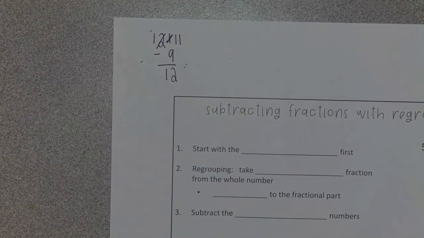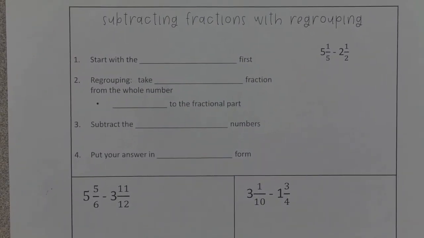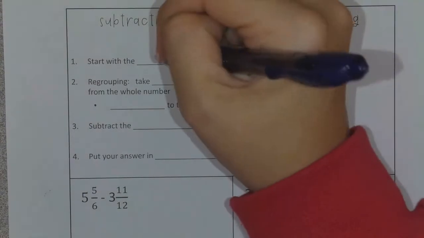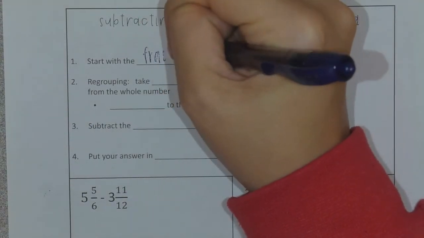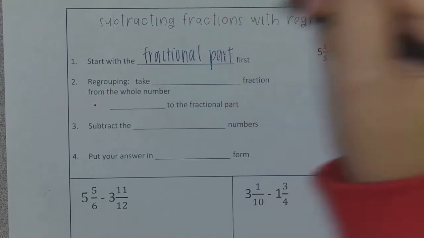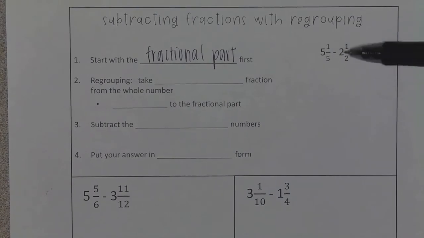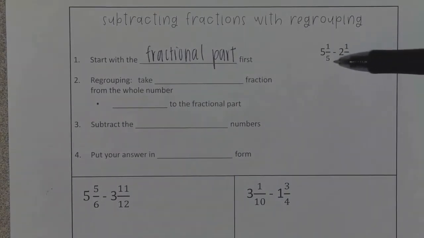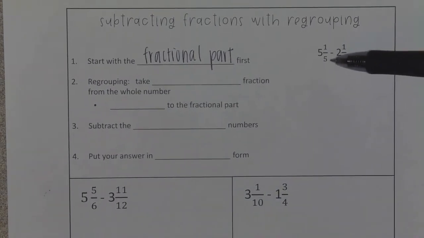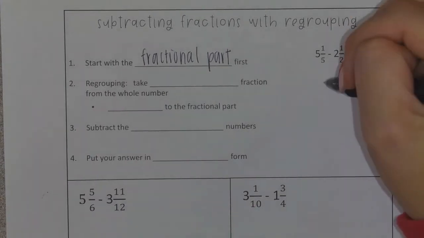So we're going to look at how do we regroup? How do we borrow when we're dealing with fractions? So just like when we add and subtract with mixed numbers, we want to start with the fractional part first. Because that's where, if we have to regroup, we're going to see that regrouping happen. So remember, when I add or subtract with fractions, I have to make sure that they have a common denominator. And right now, 5 and 2 are not the same, but their least common denominator is going to be the number 10.